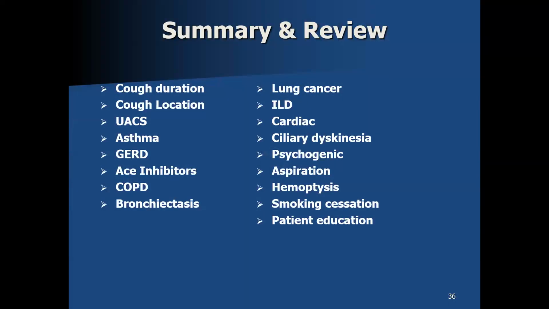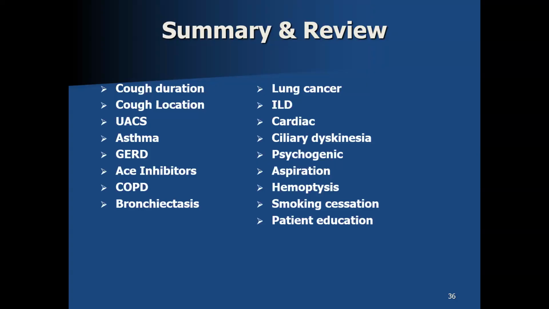Let's take a moment to summarize what we covered. We began by characterizing cough by duration: acute, lasting 3 weeks or less, often self-limiting and requiring only supportive care; chronic, persisting more than 8 weeks, which warrants further evaluation to identify underlying causes. We also classified cough by location or origin: upper airway, lower airway, cardiac, gastrointestinal, or psychological. From there, we explored a variety of common and clinically important causes.